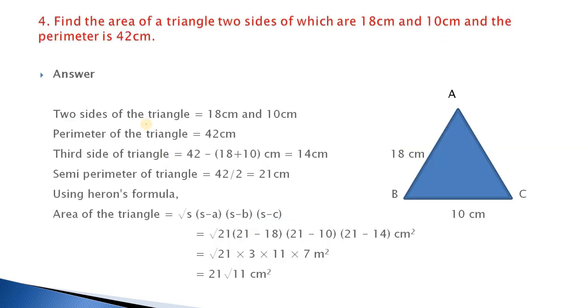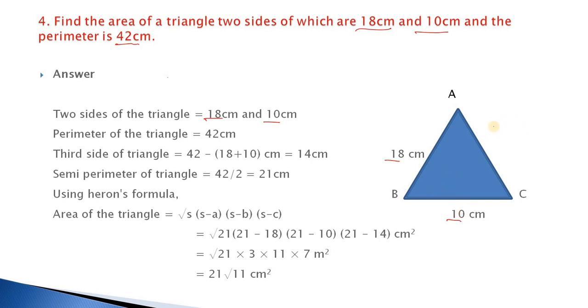Okay. Now question number 4. Find the area of a triangle, two sides of which are 18 centimeter, 10 centimeter and the perimeter is 42 centimeter. In this question, we are given a triangle with two sides 18 centimeter, 10 centimeter and given its perimeter. So we solve this question. Two sides of the triangle are 18 centimeter and 10 centimeter.